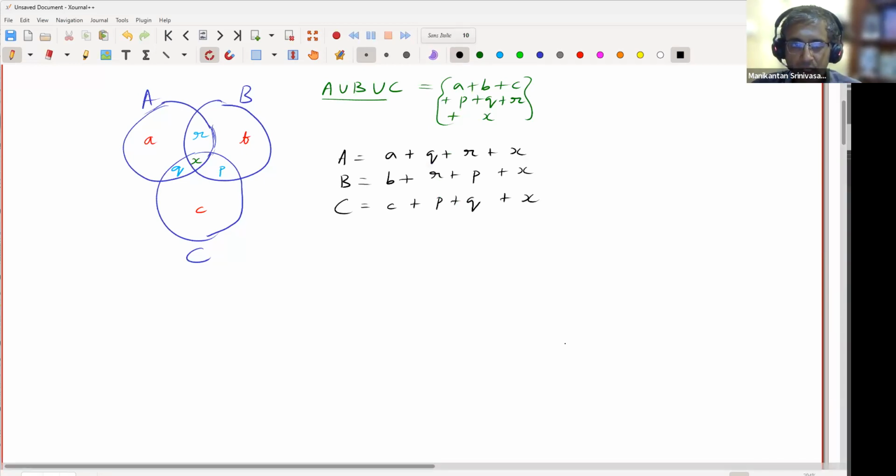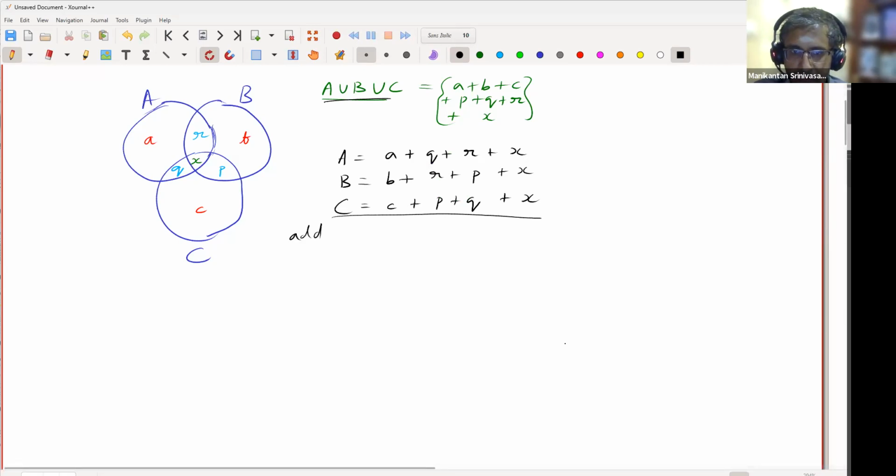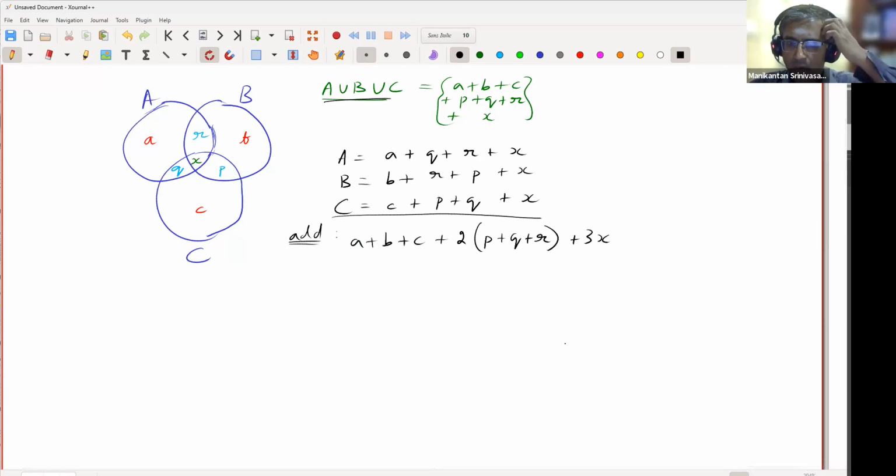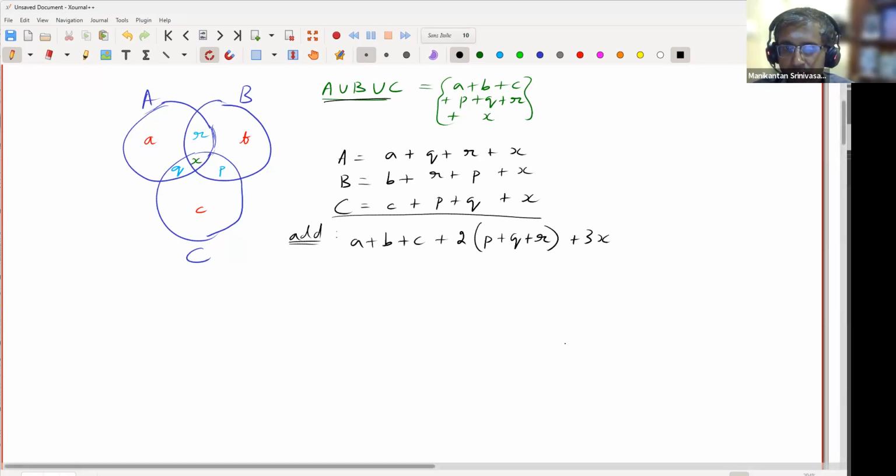Now, to achieve A union B union C, which is this result, obviously the first natural step would be to add everything. So when I add all of them, I get A plus B plus C, which is good. And I get 2 times P plus 2 times Q plus 2 times R, which is not so good. And then I have 3 times X, which is also not so good. Now, suppose I want this. What should I do? I should subtract.